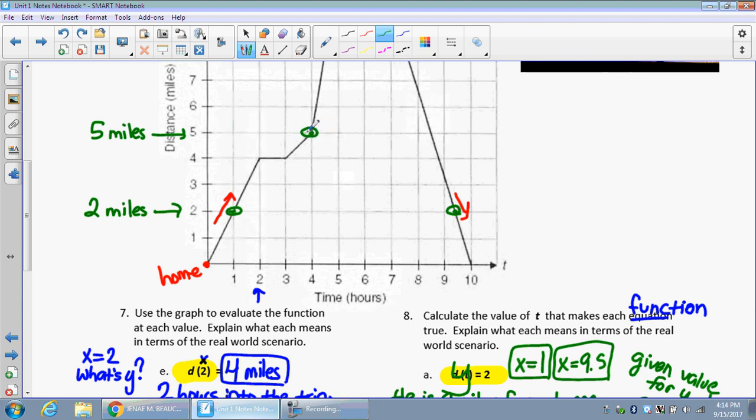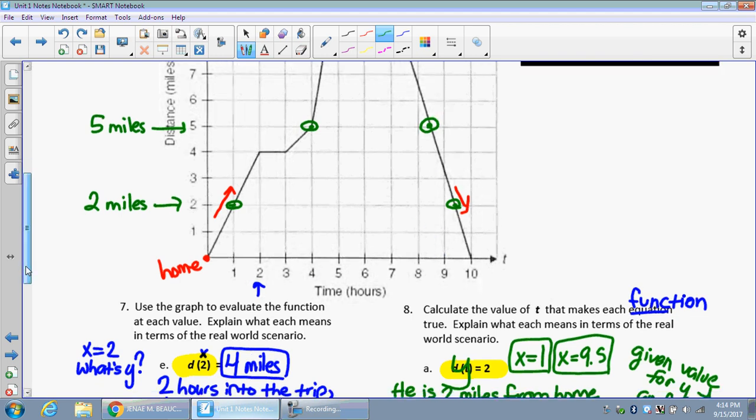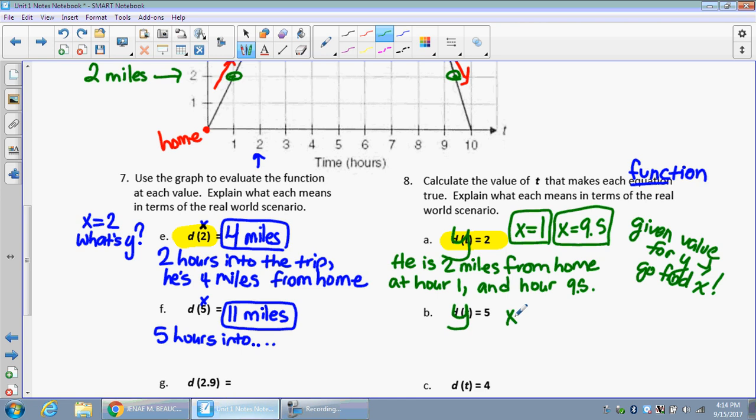But I had to keep looking. There's one answer. And, oh, look. We got one more. So now I look down and I say 4 and 8.5. X equals 4. And x equals 8.5.